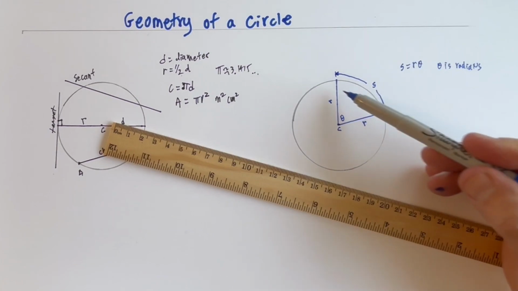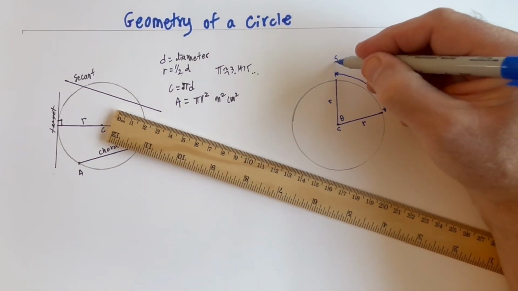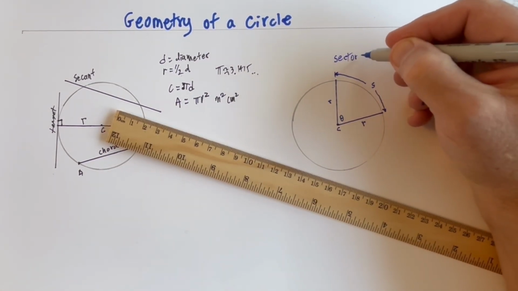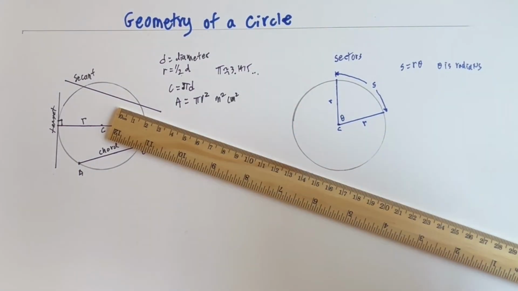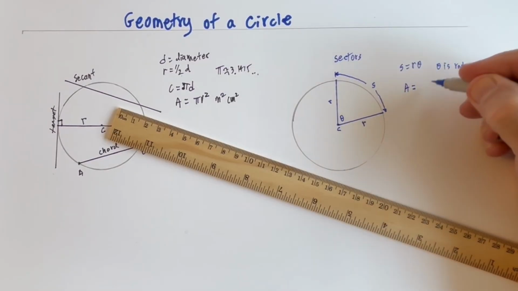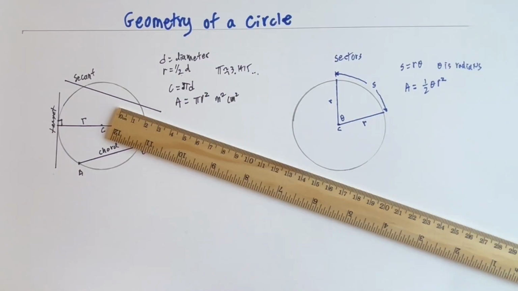Now, if we want to find the area of this sector, and now we're talking about sectors, they're parts of a circle, defined by 2 radii and an angle. The area of that is going to be 1/2 theta r squared.